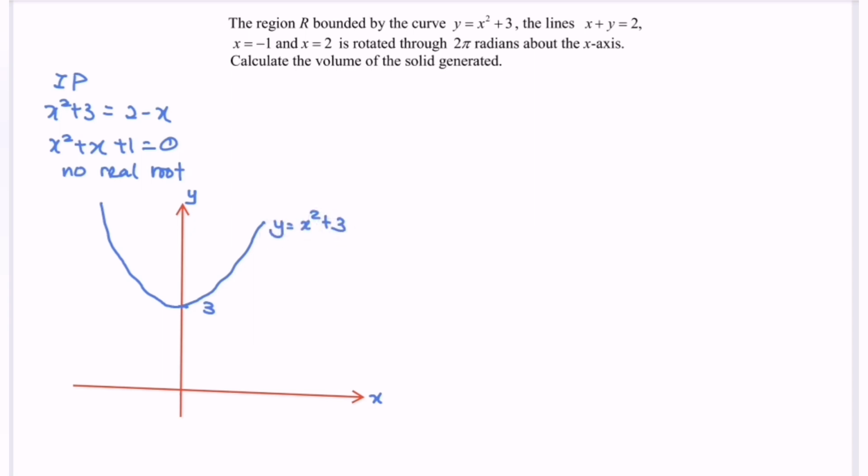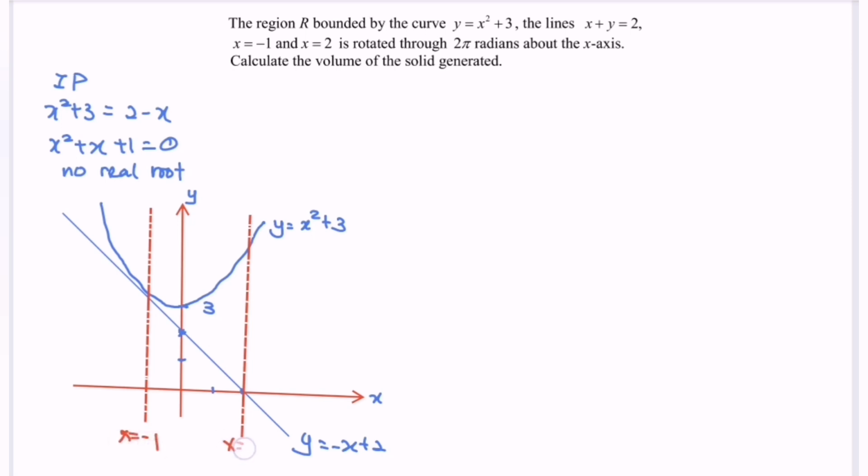Continue. x plus y equals 2. If we substitute x equals 0, then we have 2. Here we have the value 2, here we have the value 1. Continue. If y equals 0, x equals 2. So here we have 1 and then 2. Then we have the function y equals negative x plus 2. Next, x equals -1 and x equals 2. So the region will be this part.